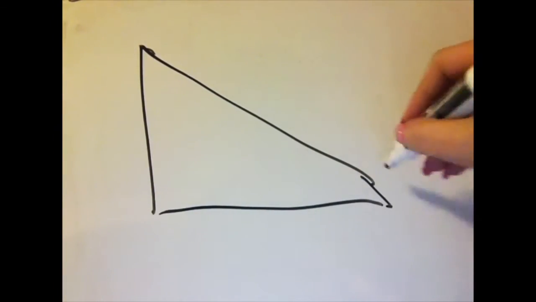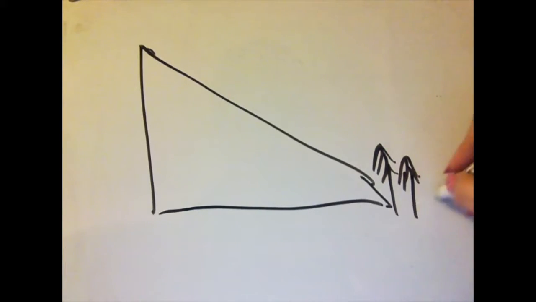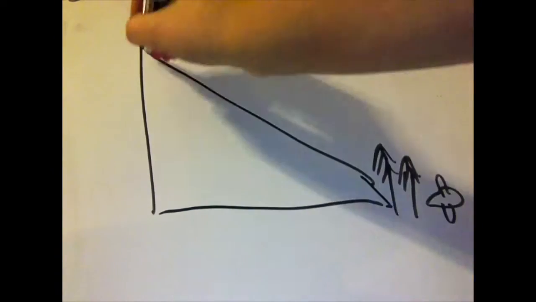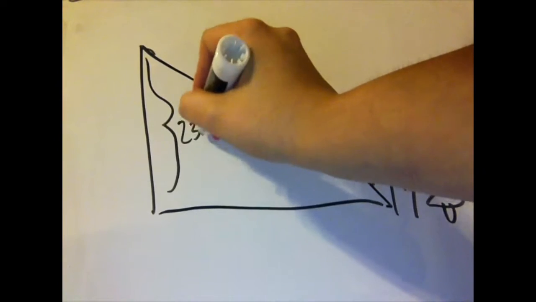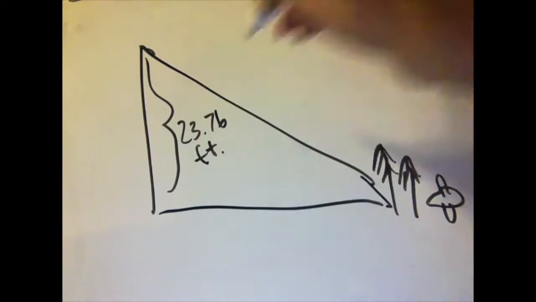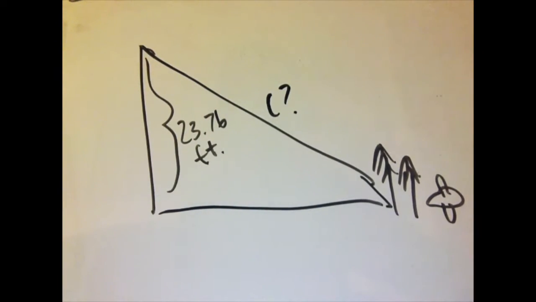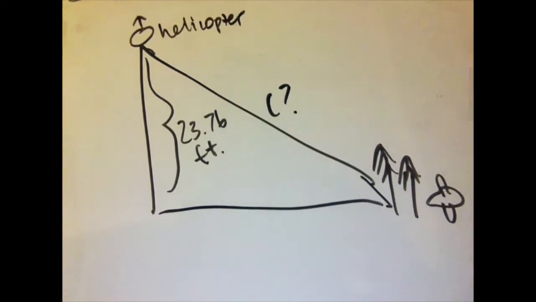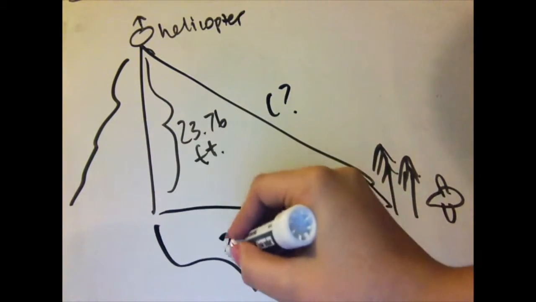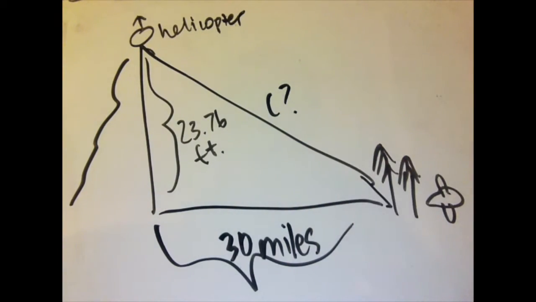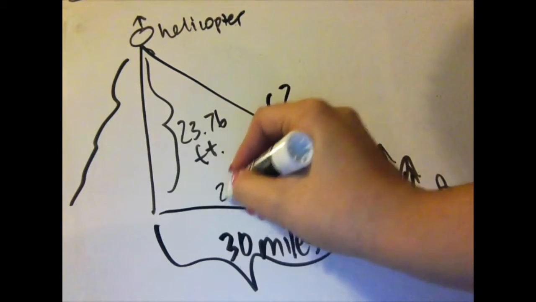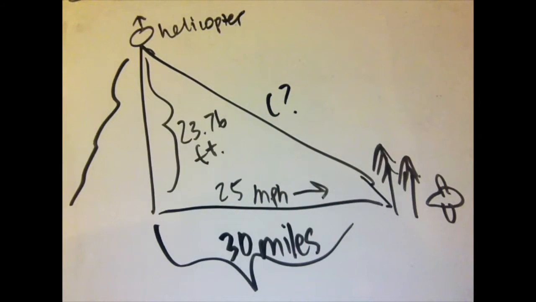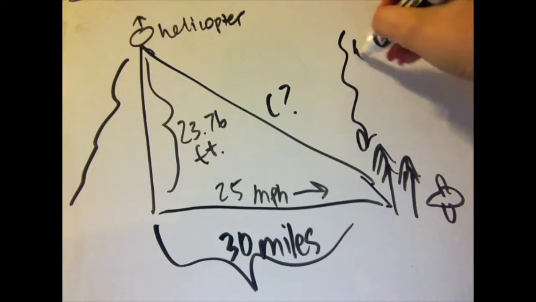So we have our plane crash on the bottom right, and then to the left we have our helipad, which is 23,760 feet above ground. And there's c there, which is what we're trying to find. And then on the bottom we've got our helipad 30 miles to the west of our plane crash. And we're going to have a 15 mile an hour downward wind, and the maximum speed of our helicopter is 250 miles per hour.